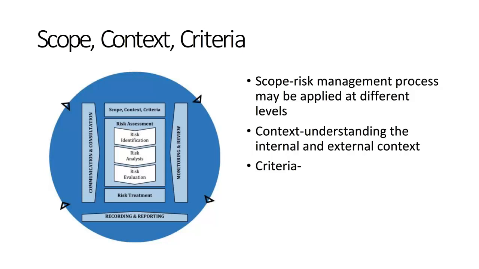Criteria include such things as the nature and type of uncertainties that can affect outcomes and objectives, how consequences, both positive and negative, and their likelihood will be defined and measured, how the level of risk is to be determined, and the organization's capacity for risk.